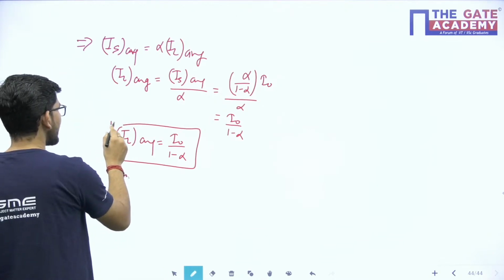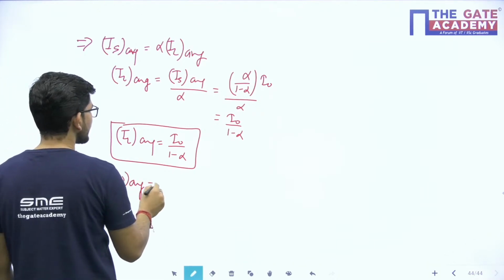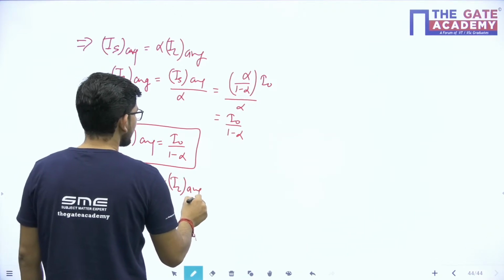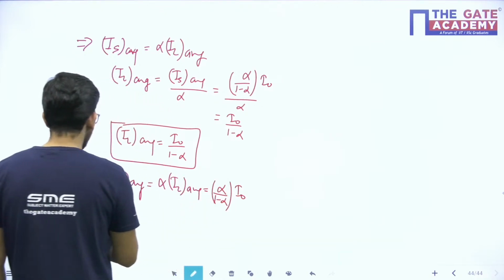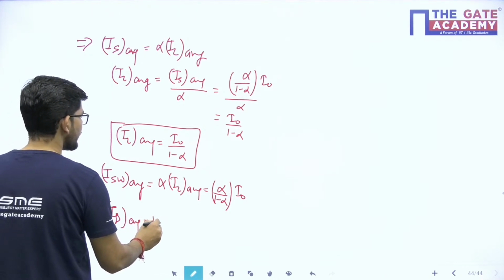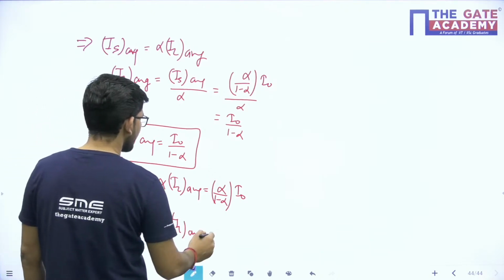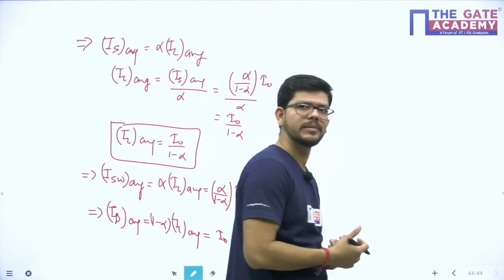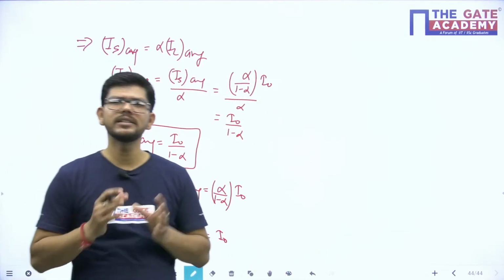Once we have calculated IL average, what will be the average switch current? Average switch current is alpha times the IL average, and this will be equal to alpha upon 1 minus alpha times I naught. And what will be my diode average current? This is equal to 1 minus alpha times IL average. So when you put the value of IL average, you will get I naught, which is quite evident. It has to be I naught. This case is quite similar to the boost converter case. So boost converter and buck boost converter have quite a similarity in their operation.